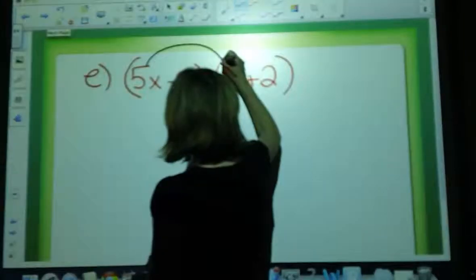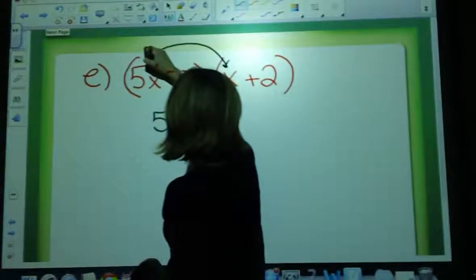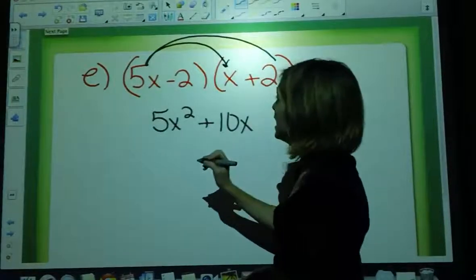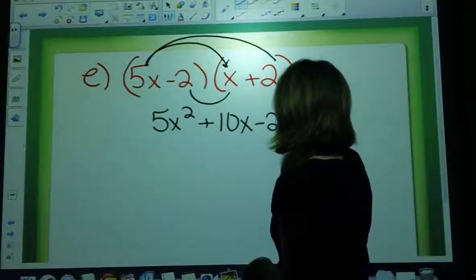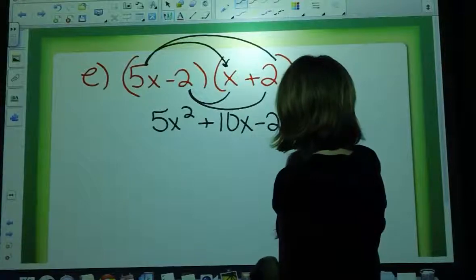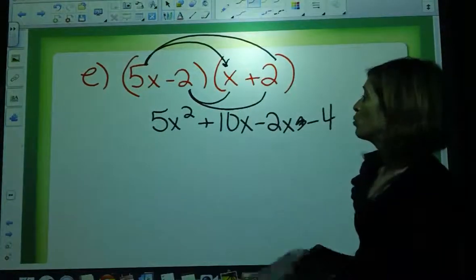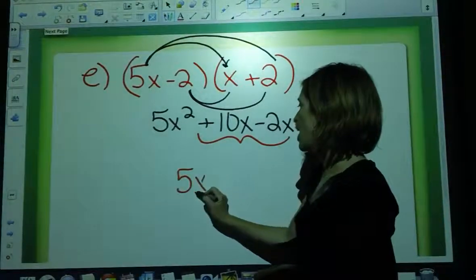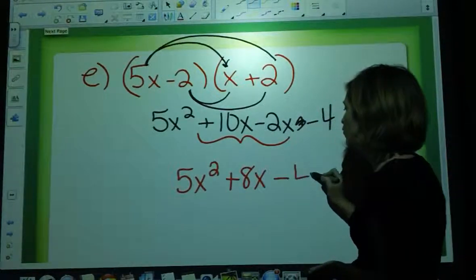FOIL, first times first gives me 5x squared. First, outers, so 5x times 2 gives me positive 10x. Inners, negative 2 times x gives me negative 2x. And then last, negative 2 times 2 gives me negative 4. Okay? Then I'm going to combine the like terms, which are the 10x and the 2x. So I should have gotten 5x squared plus 8x minus 4.